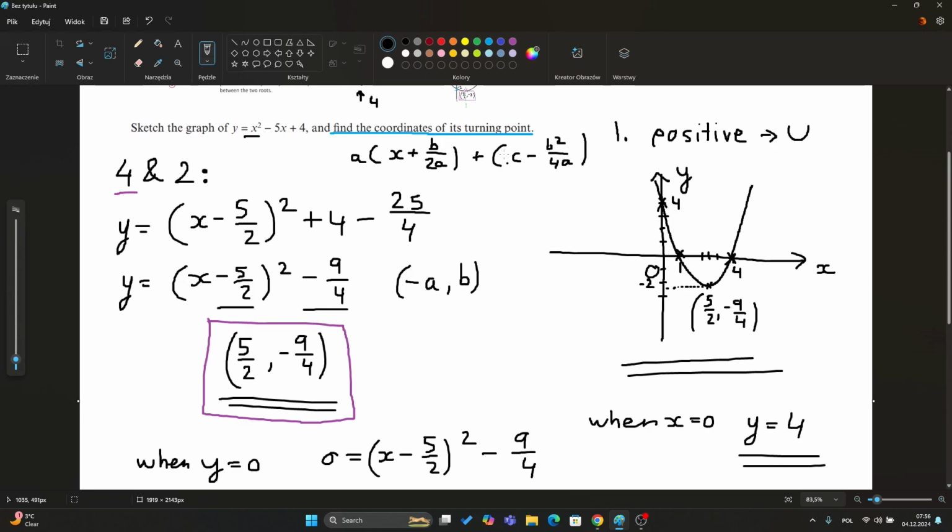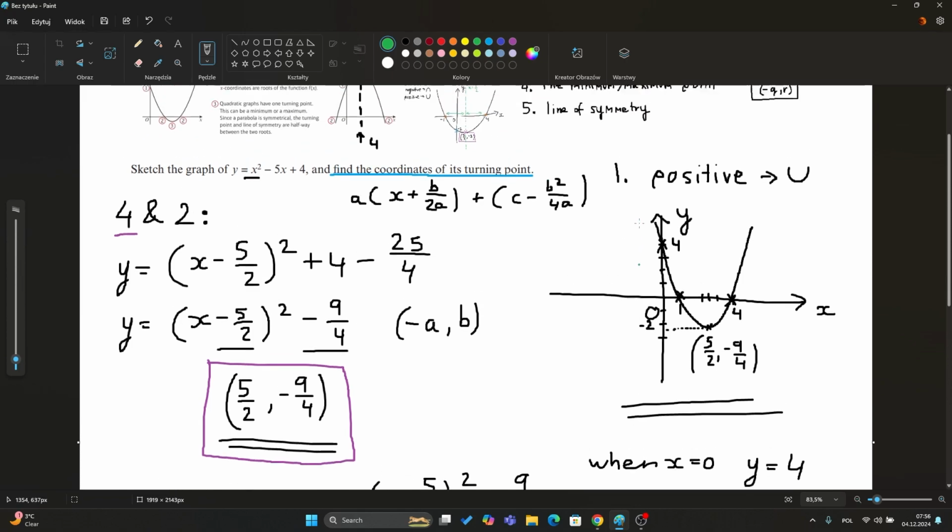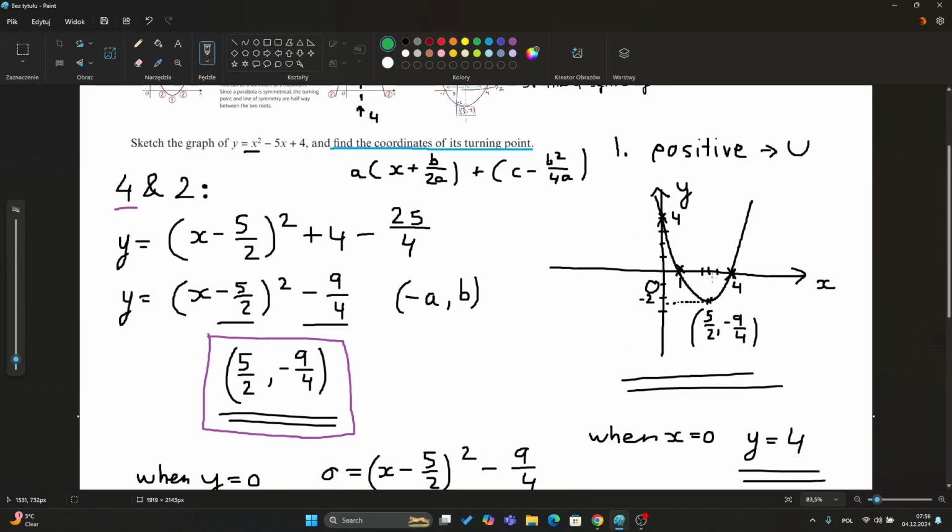And that is the question done. But I want to explain the line of symmetry. So the line of symmetry here would be x equals 5/2, because it's the first coordinate of the minimum point, plus it is equidistant from the roots, and that's why it is a line of symmetry.